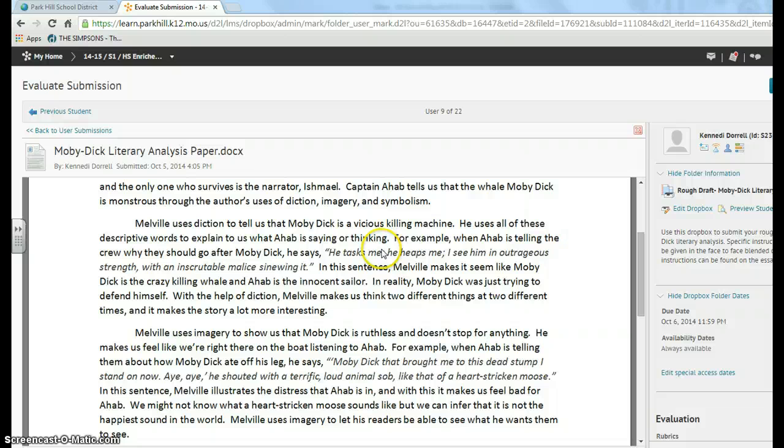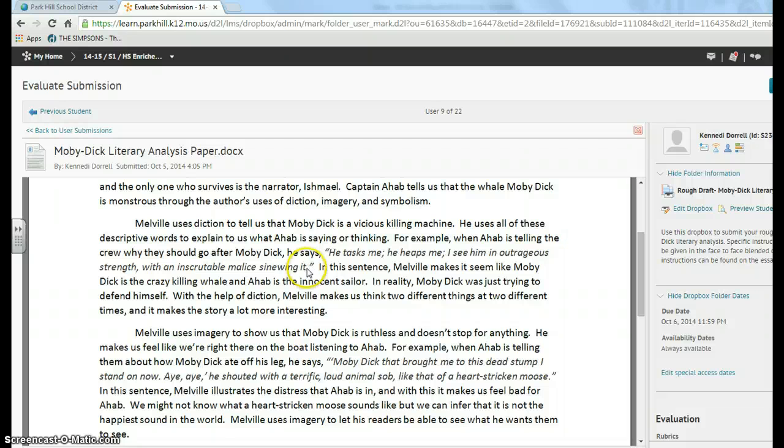Another thing that I've noticed is that you only have one example of textual evidence in each of your paragraphs, and the minimum is 3. So while he tasks, he heaps, and you see him in outrageous strength and inscrutable malice sinewying in it, is perfectly fine. I need to see 2 more examples with explanations of how the diction relates back to Captain Ahab thinking that Moby Dick is evil.